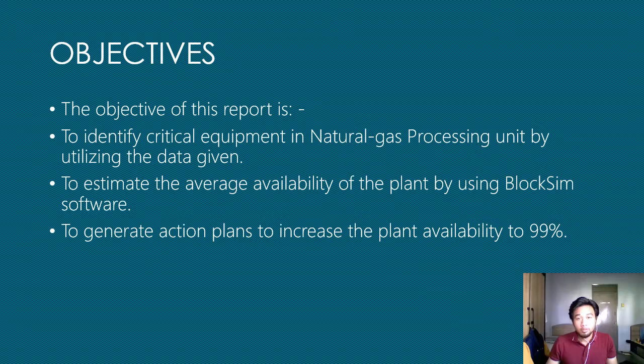Now, for this project, we have three objectives. First objective is to identify critical equipment in natural gas processing plant by using the data given. Second, to estimate the average availability of the plant by using BlockSim software. Third, to generate action plans to increase the plant availability to 99%.